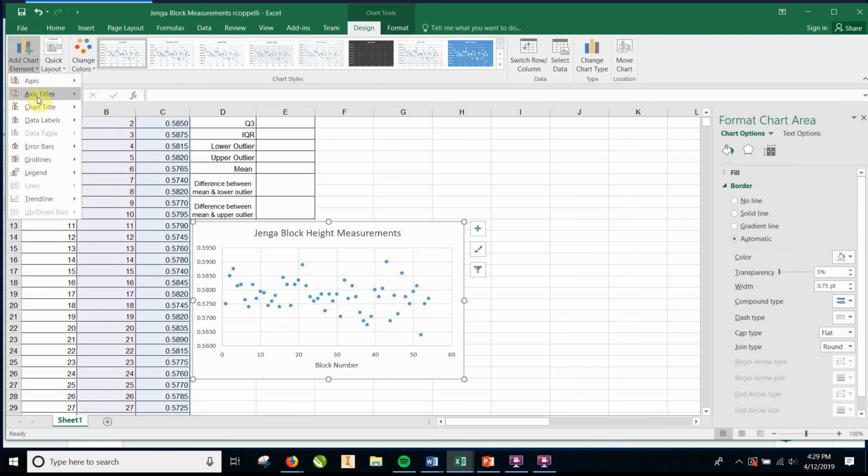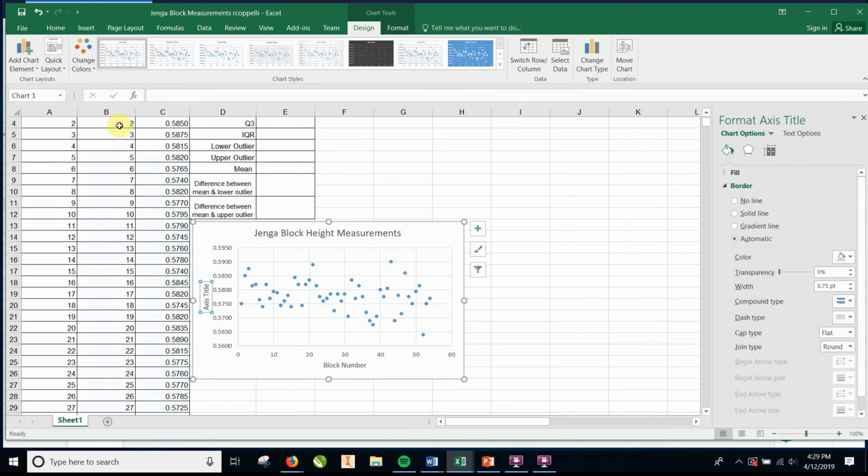Now we're going to add an axis title for the vertical, and let's call that height. And you always include units. And so what units are you using? Correct, inches. So we have the height and block number, Jenga block height measurements, and now it looks very professional. You will have to do that in college for sure.